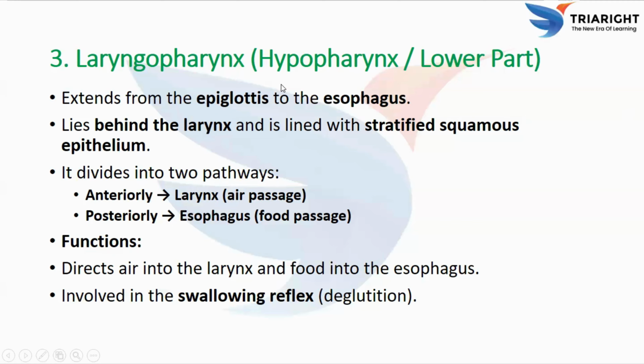This laryngopharynx has two pathways: one is anterior and one is posterior. Anterior means it passes air to enter the lungs. And posterior, it passes food to enter the stomach. Through what? Through the esophagus again.